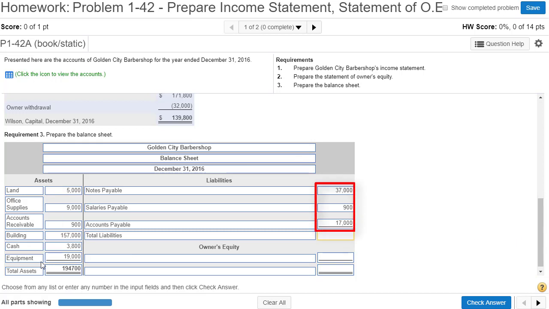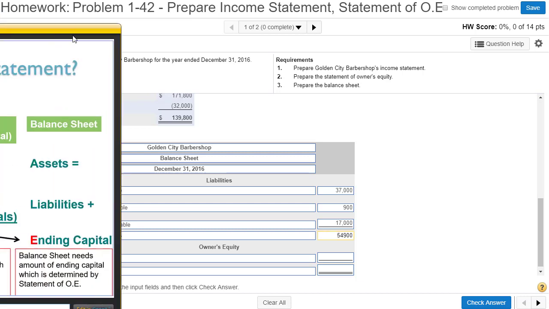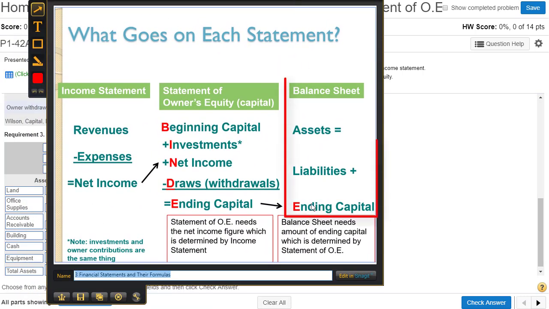So I can probably do this in my head. That looks like about $54,900. Okay, now for the moment of truth. Well, almost to the moment of truth. Going back to our cheat sheet, we need to use ending capital. That means the capital from the end of the year.